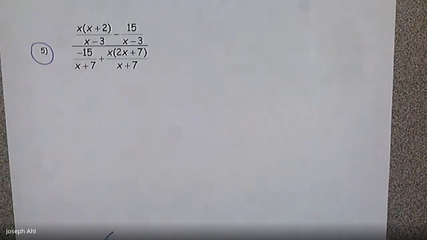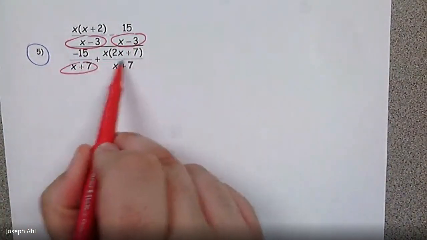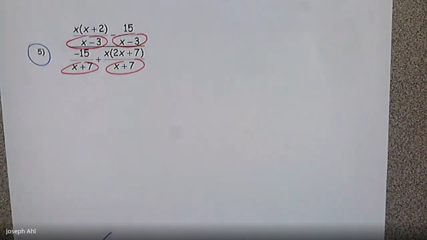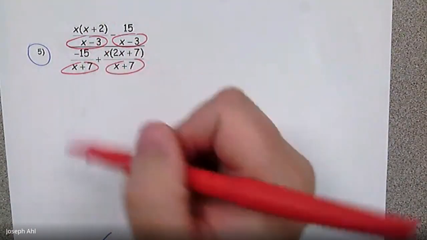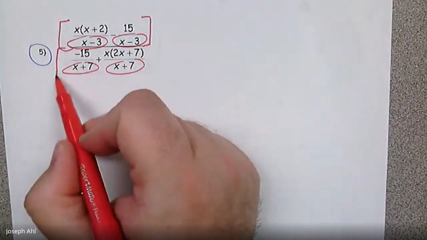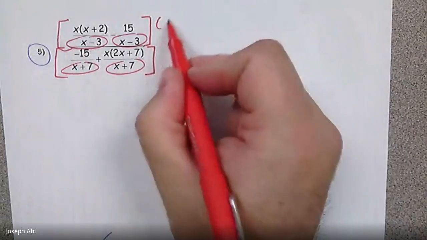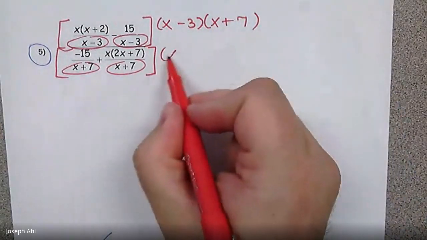For number 5, we want to do the same thing. We've got a lot of denominators here. Look at all these denominators and decide what the LCD is. There's no way to factor those denominators, so it's not like I'm going to be able to break those down and find something in common. So I'm hoping in number 5, you're jumping right to saying that the LCD is x minus 3 times x plus 7.